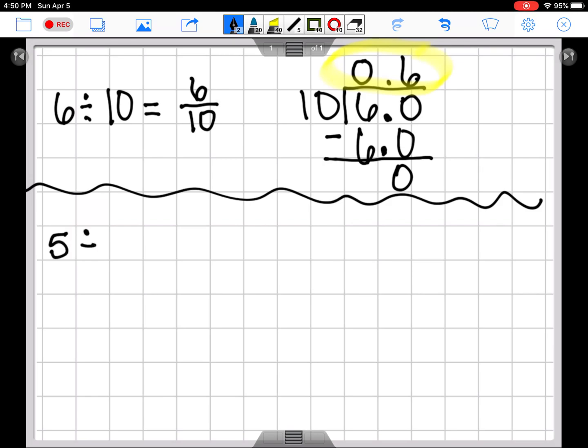Five divided by 20. If we write this in fraction form, this would be 5 over 20. Some of you guys might be thinking that we can simplify that. We could, and then when we did our division, we would get the exact same answer. If we simplified this, this is also equal to 1/4. All right, let's check our work with that and do some division.